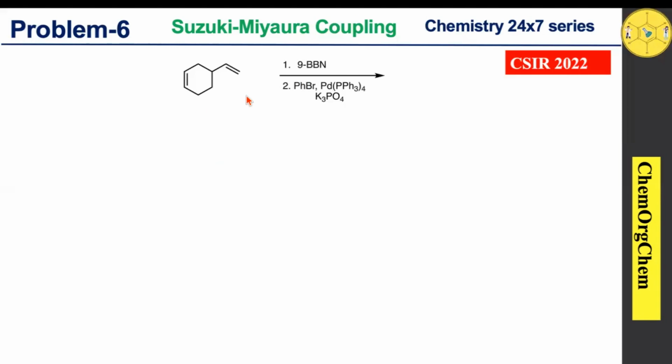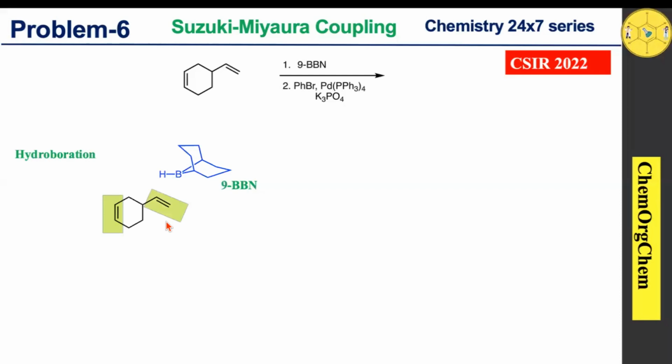In the first step of our reaction, this alkene reacts with 9-BBN. So this is the structure of 9-BBN, which is one of the sterically hindered organoboranes. This reaction is particularly a hydroboration reaction, which means that this organoborane is going to add across the double bond. So here there are two alkenes present. One is here, another one is here.